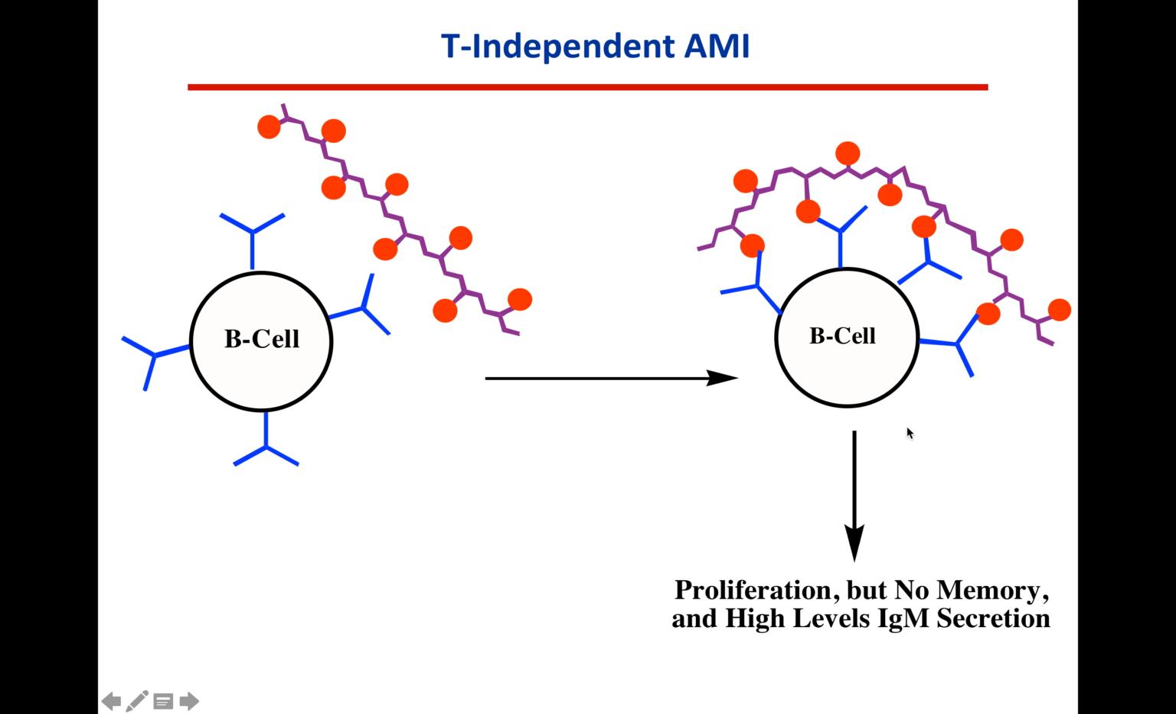However, because T cells aren't involved, there's no memory cells generated from this interaction. And the first thing you get out of this is high levels of IgM produced. So there's modest proliferation, no memory. In other words, copies of the B cell are made that produce the antibody, and these B cells can produce and excrete IgM.